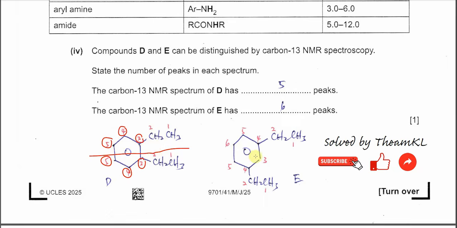And for E, you can draw one line here because it's symmetric. So let's start from here, the CH3. These 2 CH3 will form 1 signal. This CH2 carbon gives the second signal. This one is the third signal. 4, 5, and 6. So E will produce 6 signals, and D only 5. So you just put in there 5 and 6.